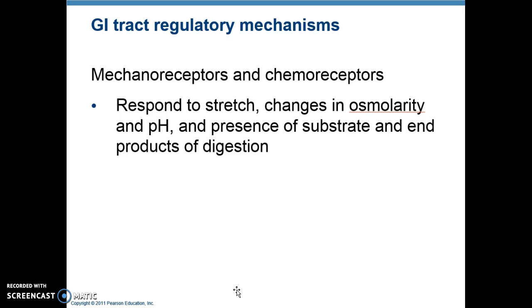So the first thing that you want to know is that your digestive tract can sense what's going on inside of it. Right? So you've got stretch receptors and then chemoreceptors that track changes in things like osmolarity and pH, or the number of, let's say, amino acids that are in the stomach, so that your GI tract knows where food is and, to a certain extent, the degree of digestion that's taken place.